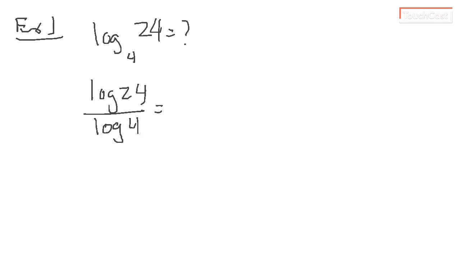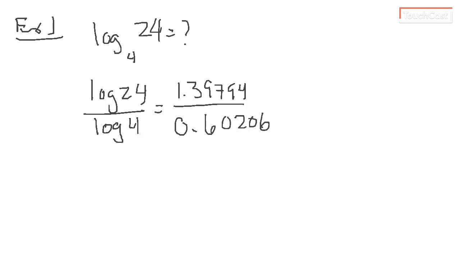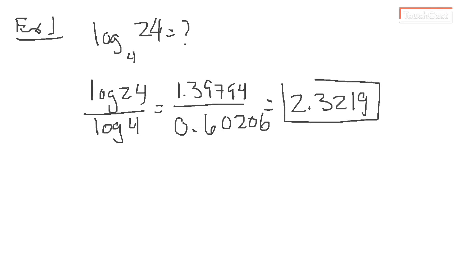That's 1.39794, divided by the log of 4, which is about 0.60206, and if we divide those two numbers, we're going to get that our answer is about 2.3219, and that's going to be our answer.